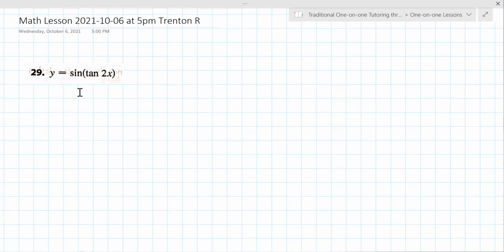Cosine tan 2x. Have you seen the chain rule before? Give me your understanding of it, because I can jump right into how to do it, or I can break it apart into pieces based on what you tell me. We've been going over it in class.